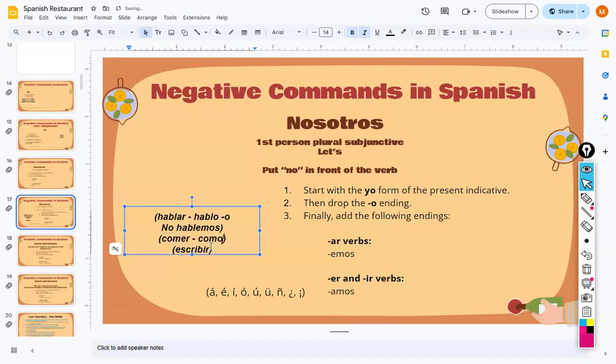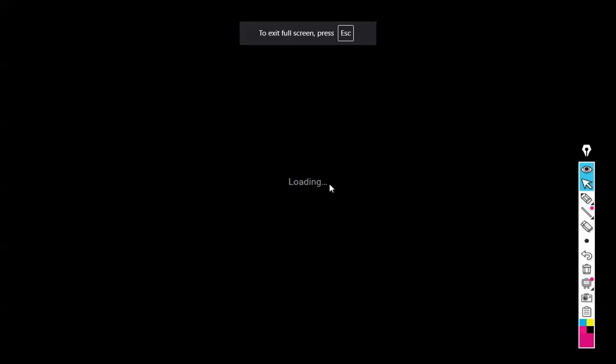All right, similar for comer. The yo form, como, minus the O. No comamos, right? Let's not eat. Escribir, let's not write. So escribo, minus the O, no escribamos, right?